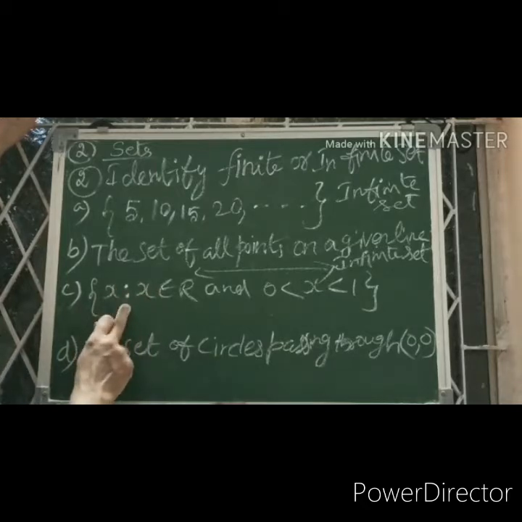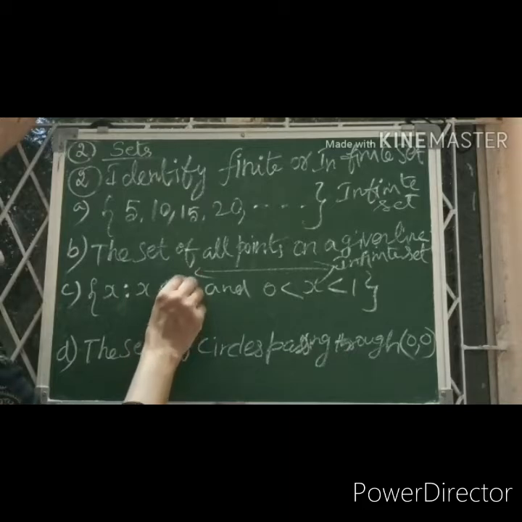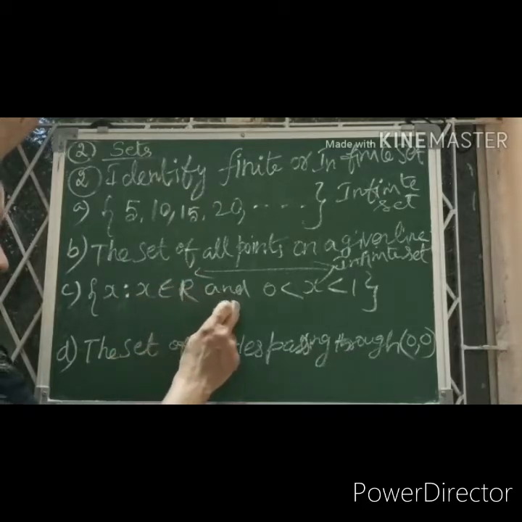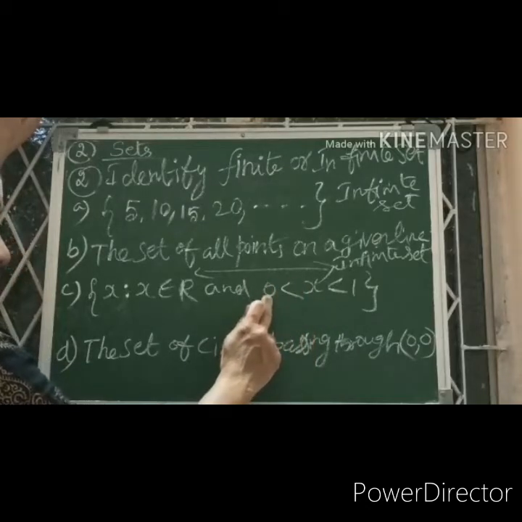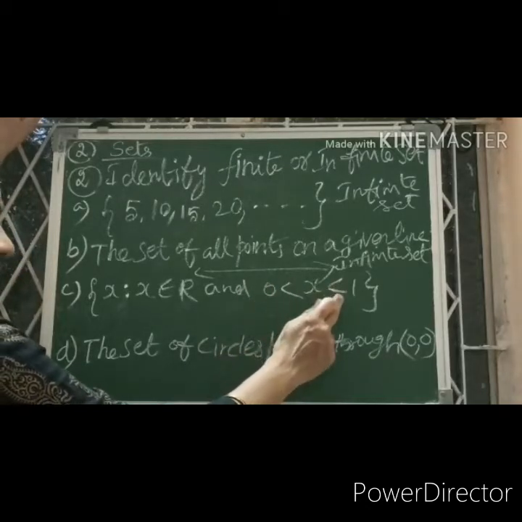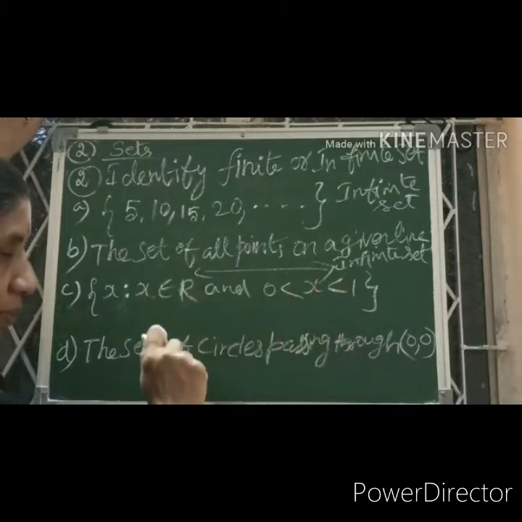X such that X belongs to R. What is meant by R? It is real number. X belongs to R and define X. X is more than 0 but less than 1.